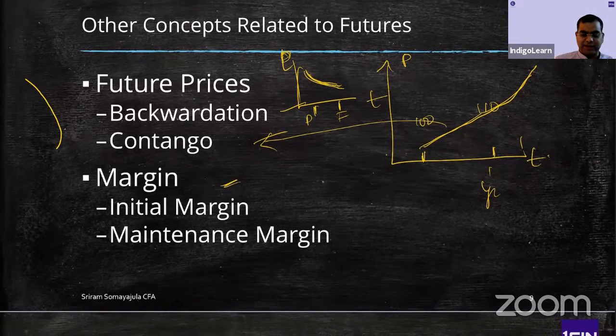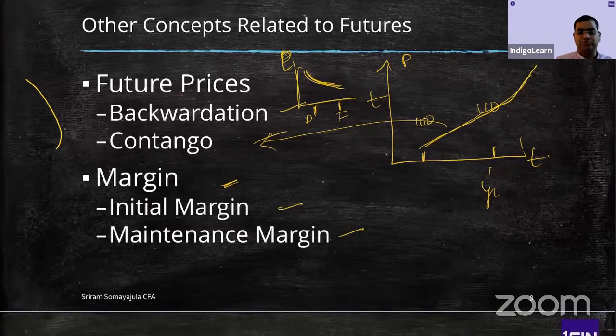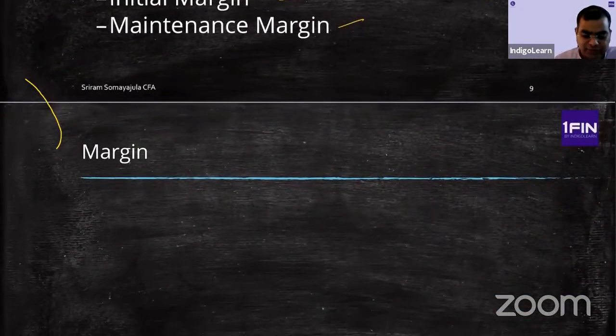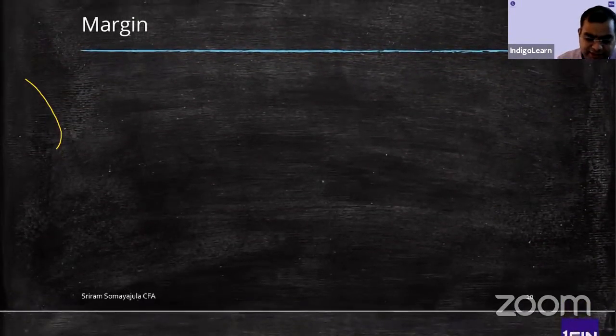Then there is something called margin: initial margin and maintenance margin. I explained to you this entire concept of credit risk, where I said that because there is credit risk, there are trust issues, so parties to the contract actually have to maintain margin in case of futures contracts. In forward contracts, typically there is no margin. So let us understand what this entire margin business is, especially initial margin and maintenance margin.